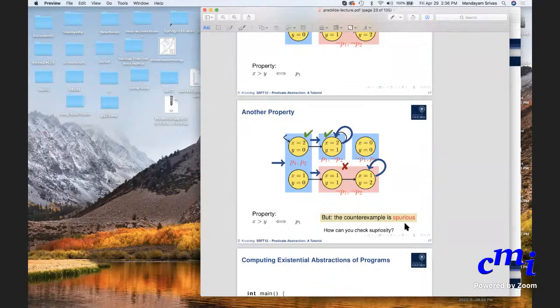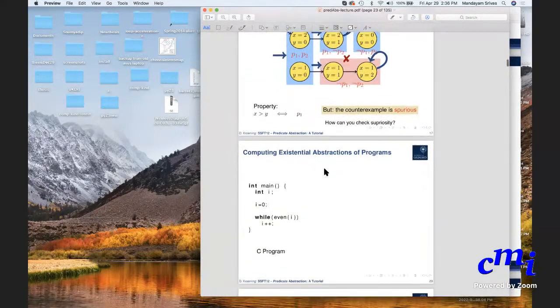Okay, so there are two questions already. I have glossed over how you construct this abstract transition relation. And now to that, I will also add the question of how do you check if a particular counterexample is spurious or not. Any questions so far? I hope you understood why this is spurious. Yes? Yes, sir. Okay, good. Good, Siddharth.